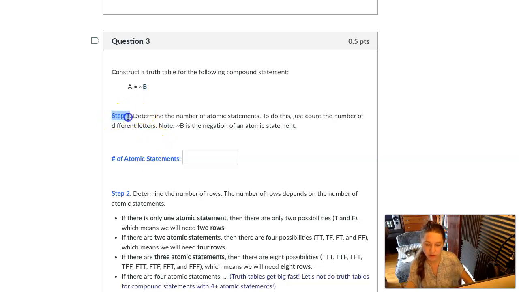So step number 1, determine the number of atomic statements. To do this, we're just counting the number of different letters. Not B is the negation of an atomic statement. So we've got A and B. If there are multiple A's and B's, it's still just 2 atomic statements. So 2.